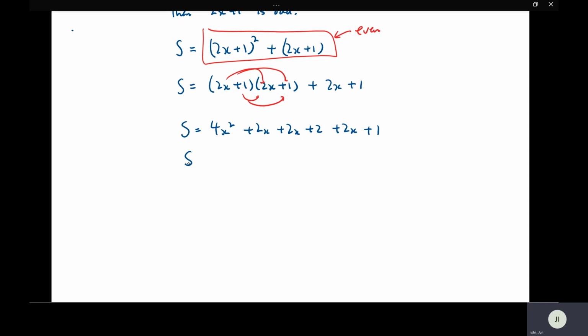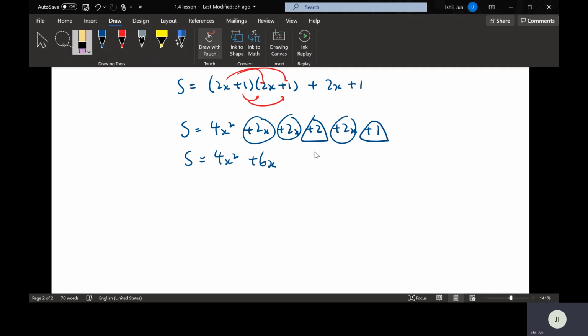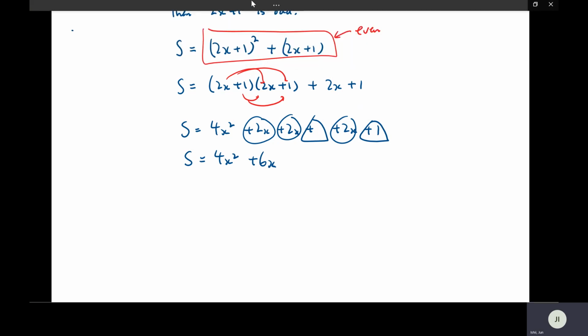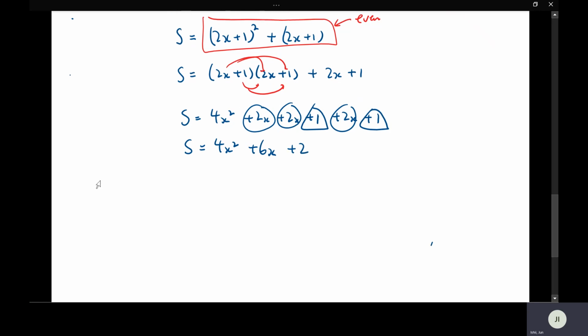All right, cool. And now let's collect our like terms. We have 4x squared, and then 2x plus 2x plus 2x is 6x. And then I got plus 2 plus 1. Oh, sorry, I messed up. My bad. Just realized that this is not 2. You might have caught me doing that. 1 times 1 is 1. So collecting those two, that's plus 2. So this is the expression of what we're talking about here with the expanding it out.